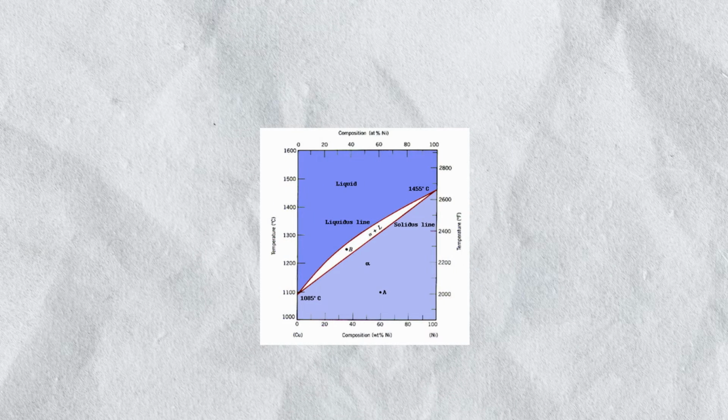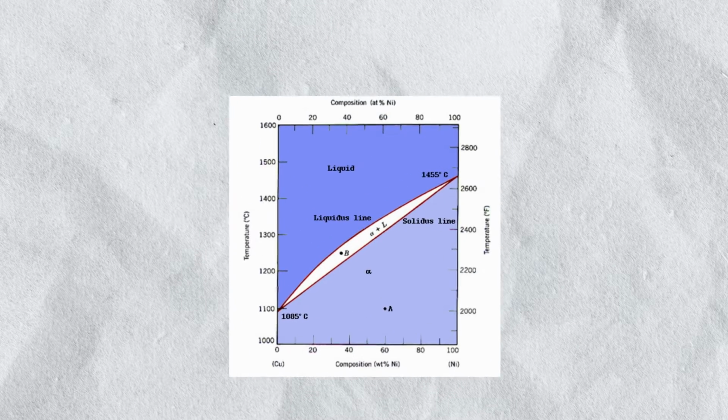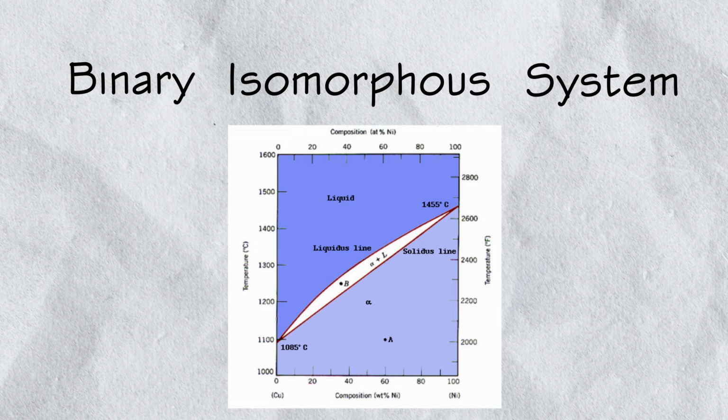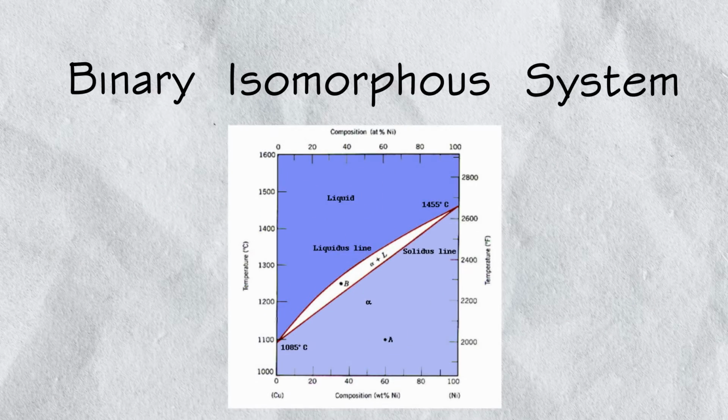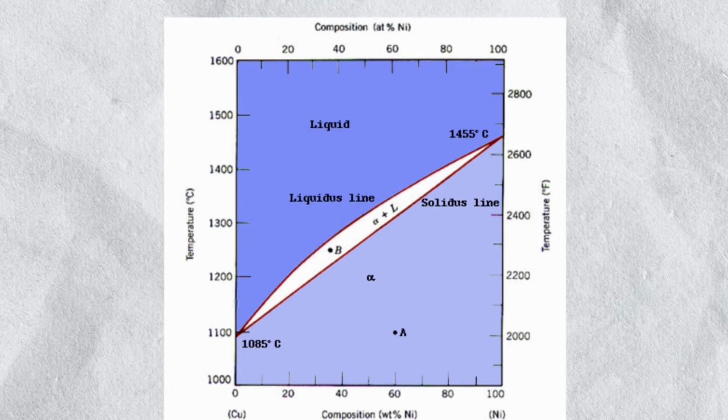Let's look at a simple binary diagram, which is also referred to as a binary isomorphous system. Binary in this case actually means the presence of two metals or elements in the mixture, just like how copper and zinc can form brass. Let's use a copper-nickel diagram as an example.